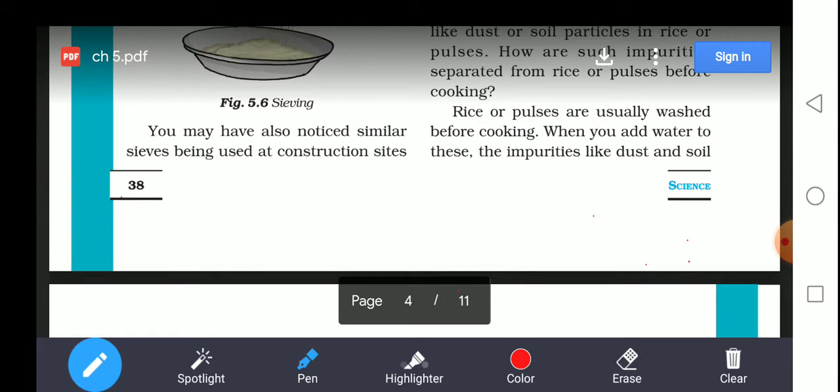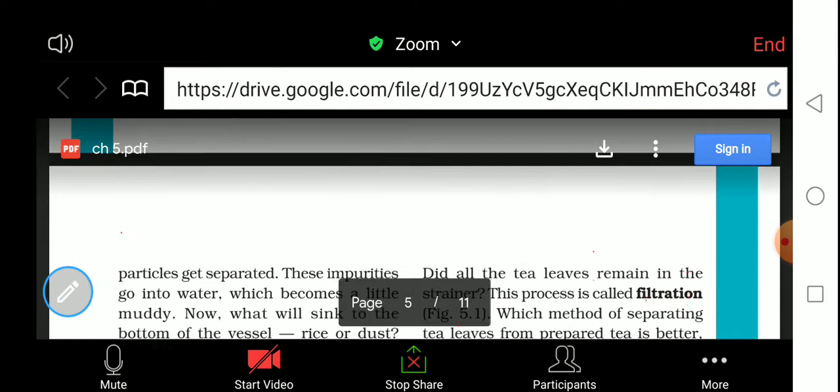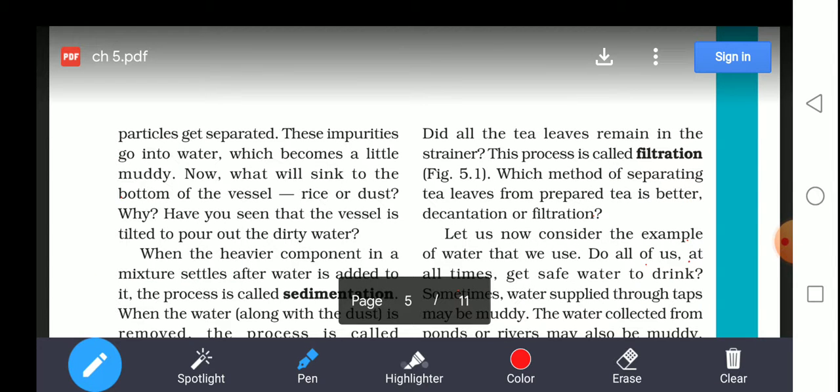When you add water, impurities like dust and soil float on the water, so the particles can be separated easily. These impurities go into the water, which becomes a little muddy. Now what will sink to the bottom of the vessel? If you are washing rice or pulses, initially you will find muddy water in brown color. Those particles cannot be removed by hand or by removing all the water. Some of the very fine particles will settle at the bottom part.